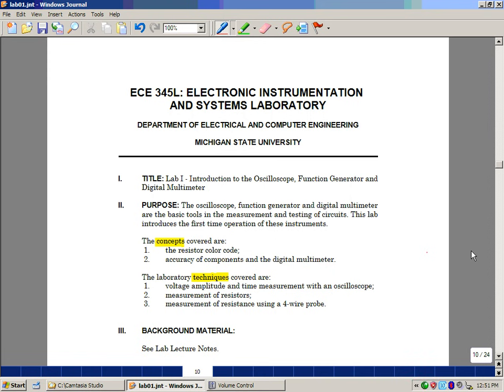Next time you come to lab, there'll be a quiz, and this quiz will be covering the lab video that you just listened to, and also the lab that you're about to do. We'd ask you to read this before you come to lab, so that you're familiar with some of the specifics that we're going to be dealing with in the experiment. And this is lab number 1.